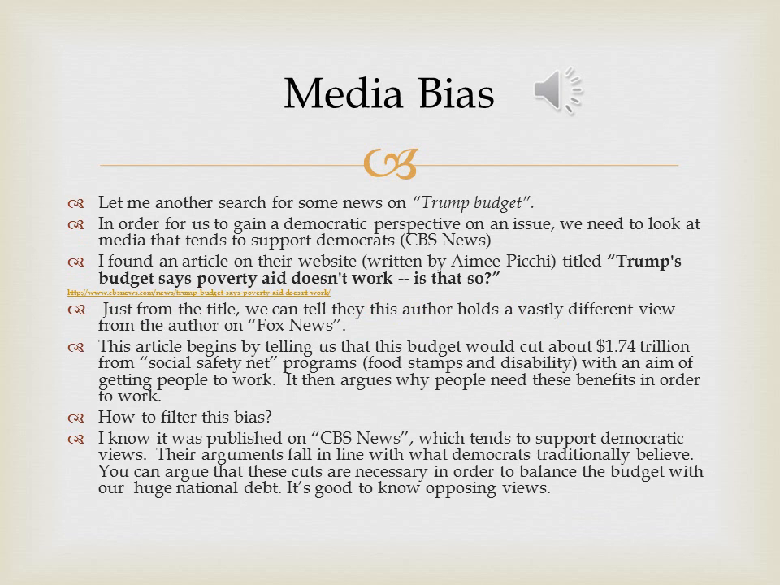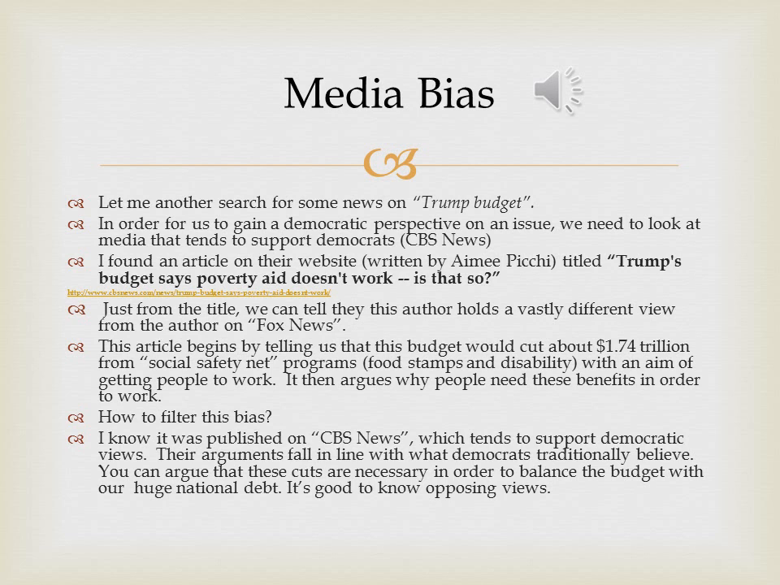All right, so let me do another search for some news on the Trump budget. In order for us to gain a Democratic perspective on an issue, we need to look at media that tends to support Democrats. In this case, we're going to look at CBS News. I found an article on their website written by Amy Bich. I'm not sure if I'm pronouncing it right. It's titled, "Trump's Budget Says Poverty Aid Doesn't Work." Is that so? Just from the title, we can tell that the author holds a vastly different view from the author on Fox News.